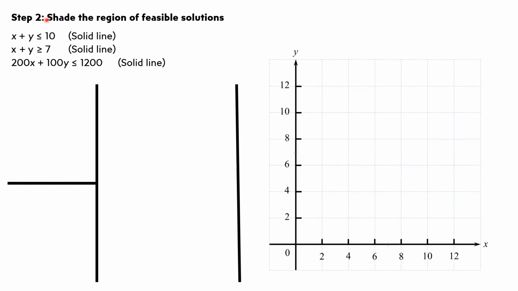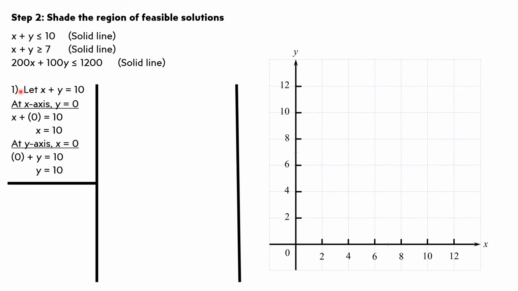So for the linear inequalities, we can sketch the graph by finding the x-intercept and y-intercept. Let's look at the first inequality. For the first inequality, let x plus y equal 10. At the x-axis, y is equal to 0, so we substitute y with 0, and our x is 10. At the y-axis, x is equal to 0, so we substitute 0 for x and then y is equal to 10.